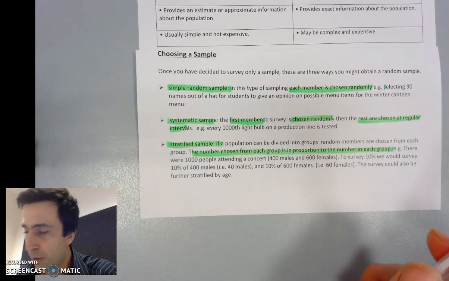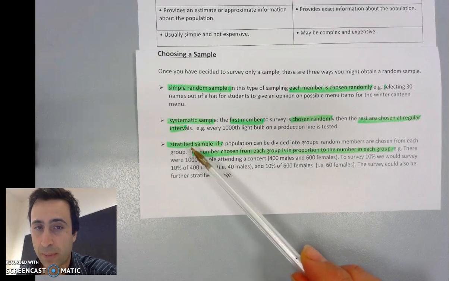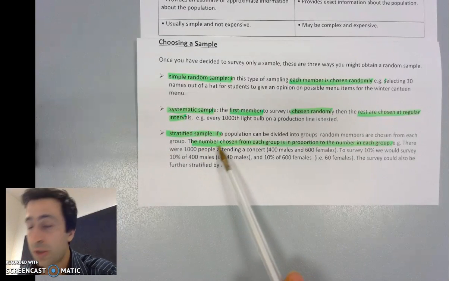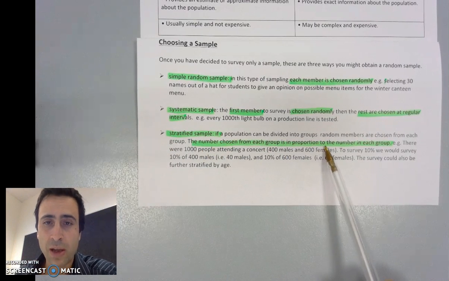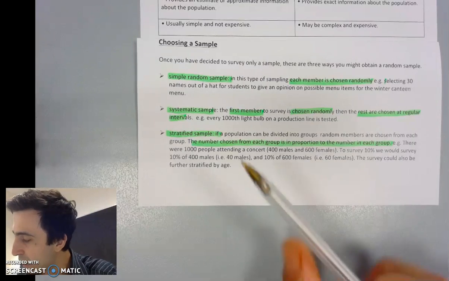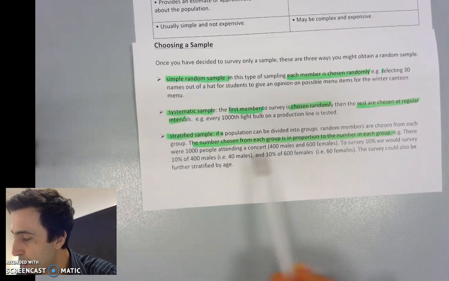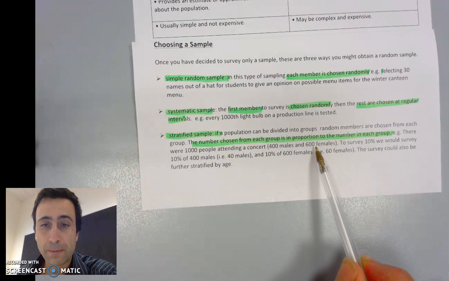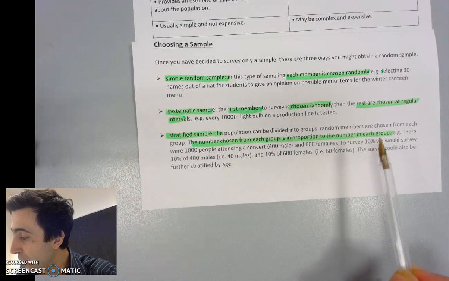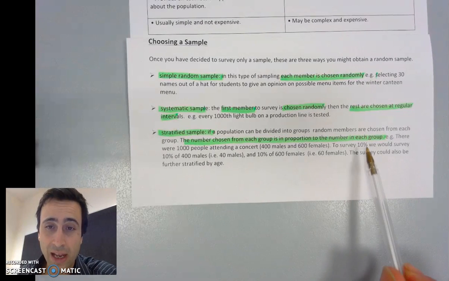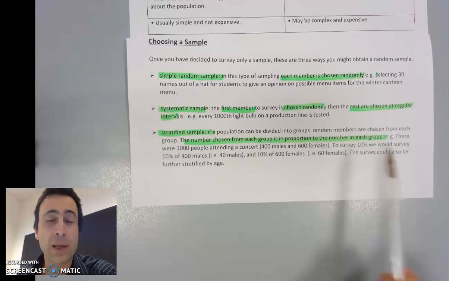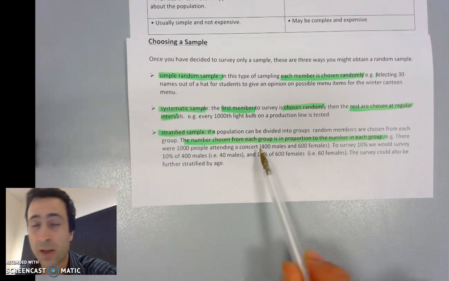Alternatively, stratified samples are the most complicated type of sample, where the number chosen from each group is proportional to the number in each group. So, in this case, if there are 1,000 people attending a concert, 400 males and 600 females, the survey that I would get would be 40% male and 60% female, in order to represent the proportion of males and females in the greater group.